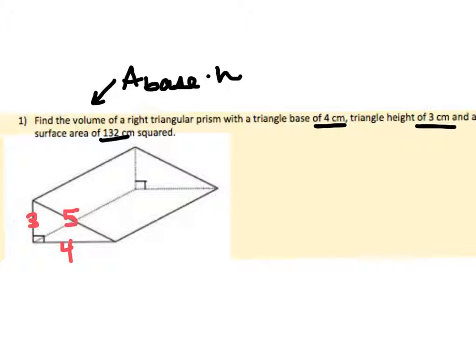Okay, so now in order to find the area of the base, I have everything I need, but I don't know what the height of this figure is in order to find the volume. So what I'm going to do is use the fact that I know that the surface area is 132 and set up an equation in order to solve for the height. So the area of the base for the surface area is going to be 1/2 times 3 times 4. And since there's two bases, I'm going to include both of them, so I'm going to multiply by 2. And then I'm going to use h to represent the height.